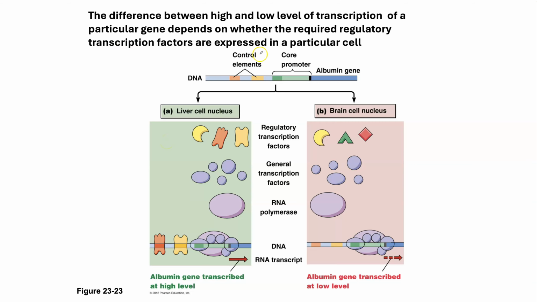Okay, and so the difference between having high or low levels of transcription depends on whether the specific factors are present. So for the core promoter, the RNA polymerase and some of the other factors are bound in both cases. But in a liver cell that requires lots of albumin to be produced, you've got the specific enhancers that will bind to the DNA and promote the expression of that gene.